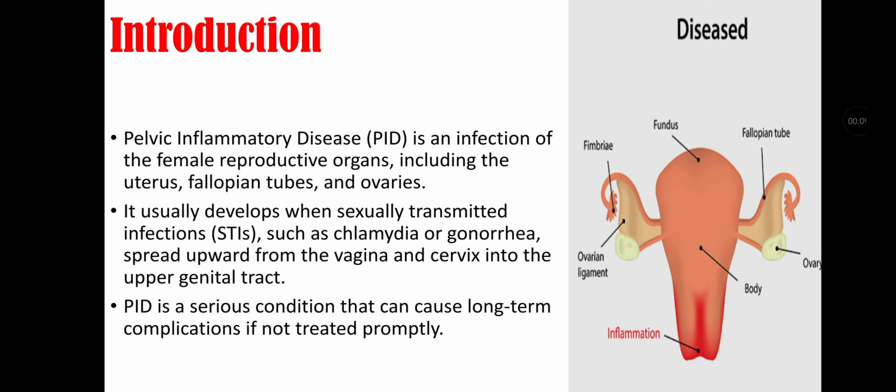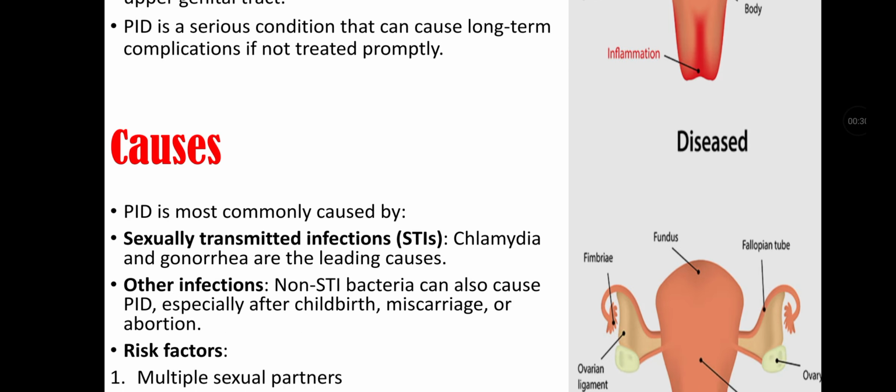Pelvic inflammatory disorder is an infection of female reproductive organs including the uterus, fallopian tubes and ovaries. It usually develops when sexually transmitted infections such as chlamydia or gonorrhea spread upward from the vagina and cervix into the upper genital tract. Pelvic inflammatory disorder is a serious condition that can cause long-term complications if not treated promptly.